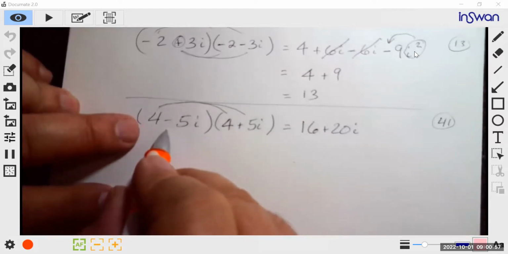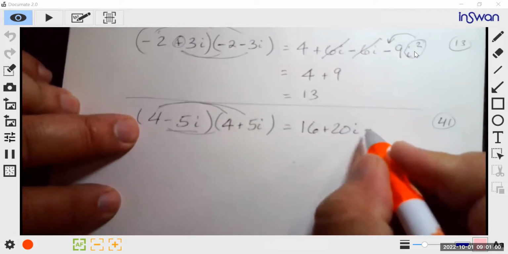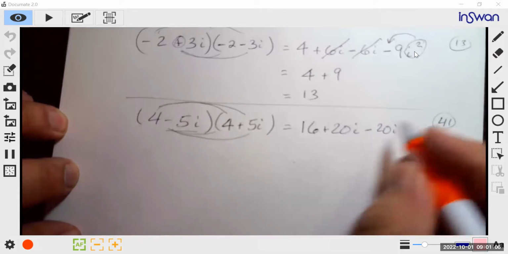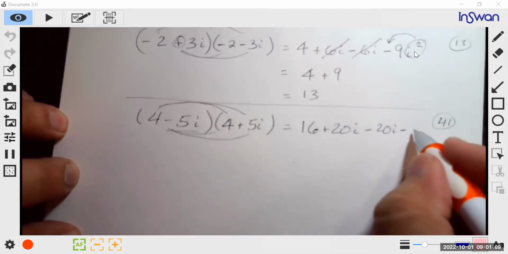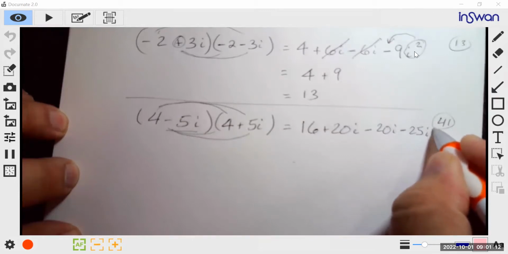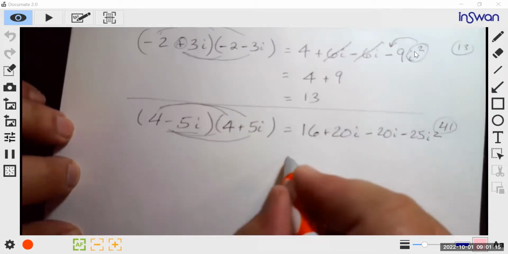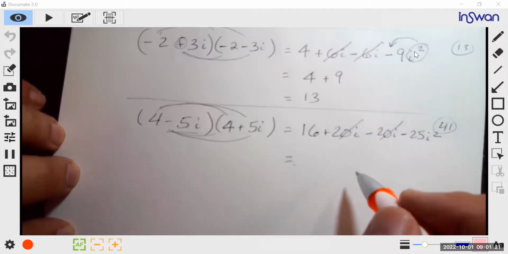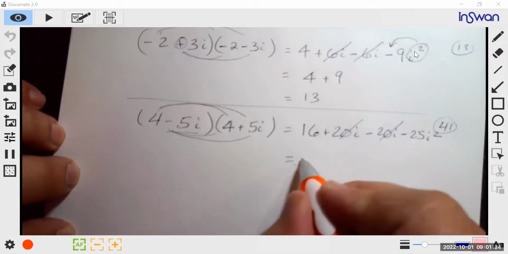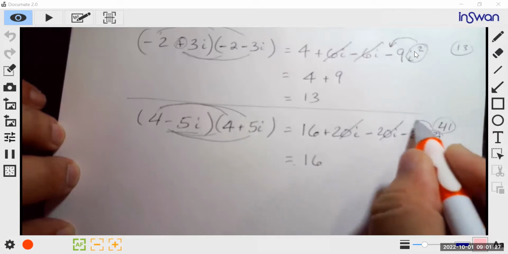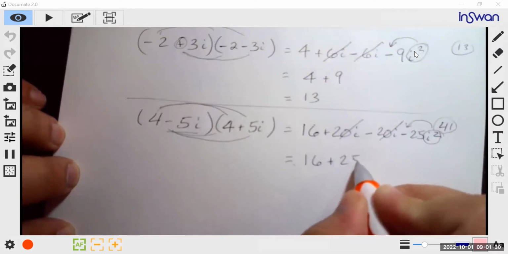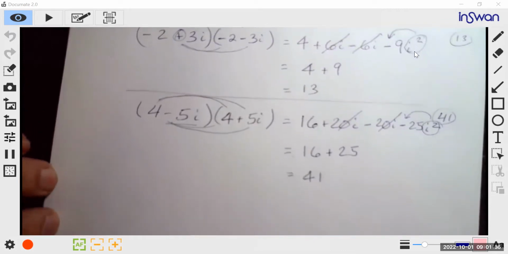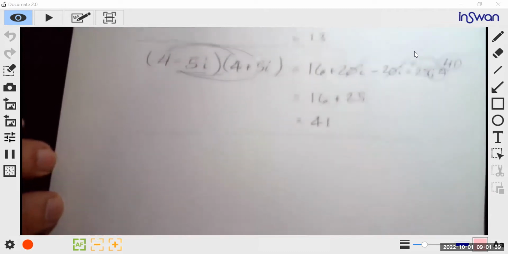Those are the first two. Now the second ones. Negative times positive is negative. 5 times 4 is 20i. Negative times positive is negative. 5 times 5 is 25, I squared. We know we're on the right track because middle terms cancel. The I squared changes the sign, and then it equals 41. Okay, we'll do one more. See if we get the shortcut.